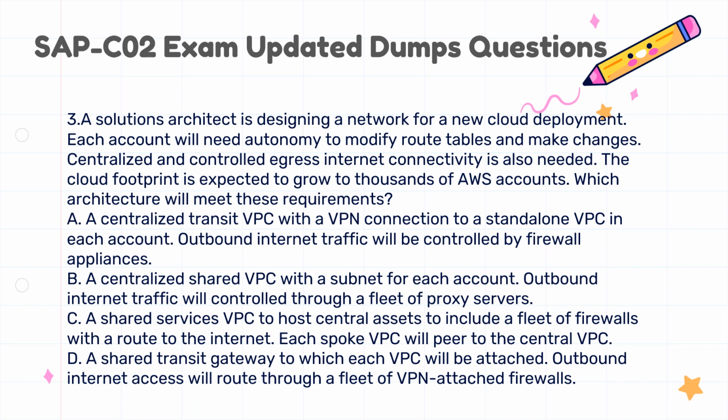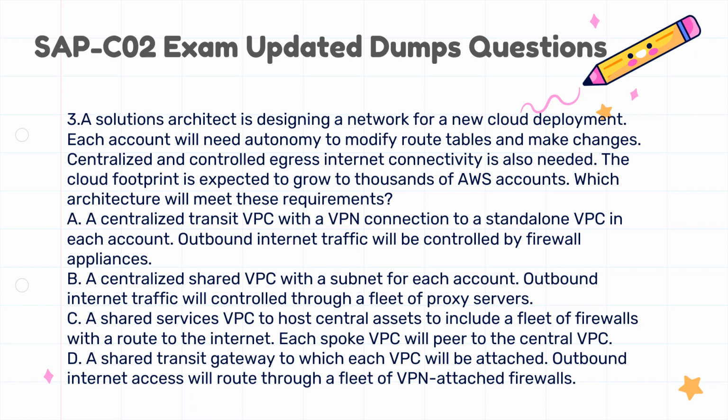A. A centralized transit VPC with a VPN connection to a standalone VPC in each account. Outbound internet traffic will be controlled by firewall appliances. B. A centralized shared VPC with a subnet for each account. Outbound internet traffic will be controlled through a fleet of proxy servers.